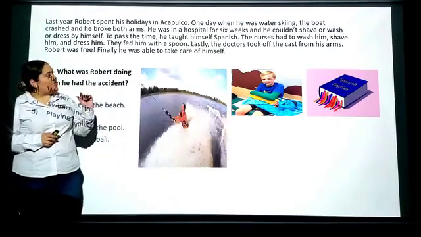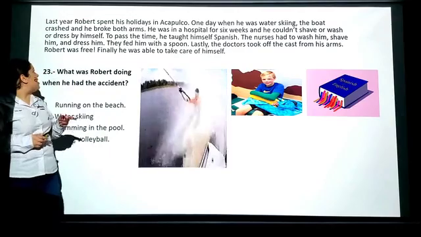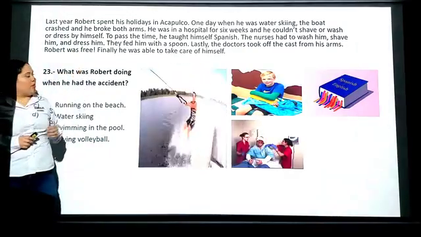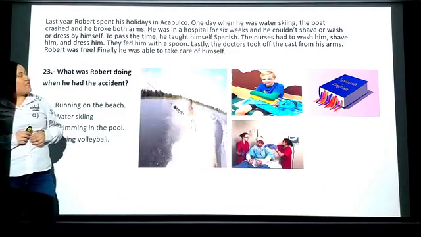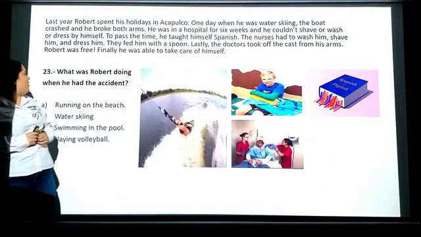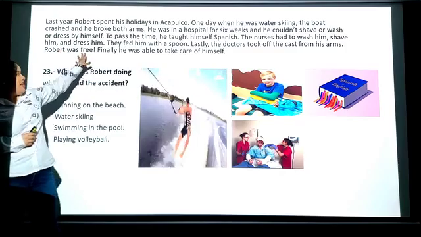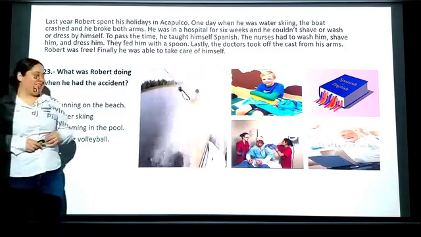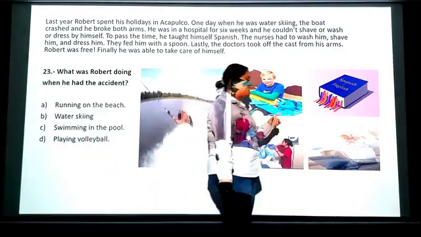Now, the nurses had to wash him, shave him, and dress him. They fed him with a spoon. Lastly, the doctors took off the cast from his arms. Robert was free. Finally, he was able to take care of himself. So this is really happy, right?